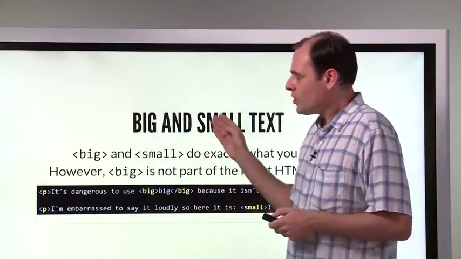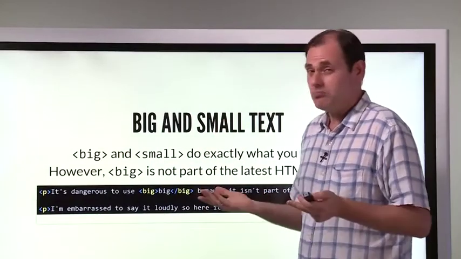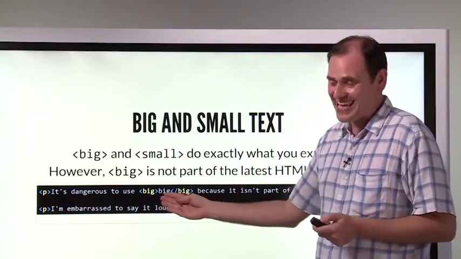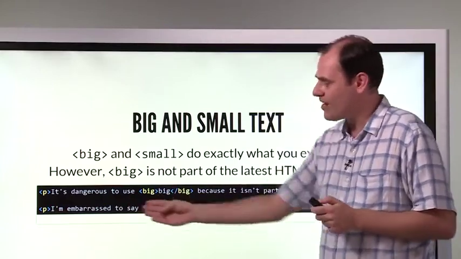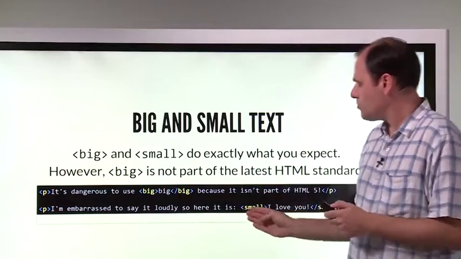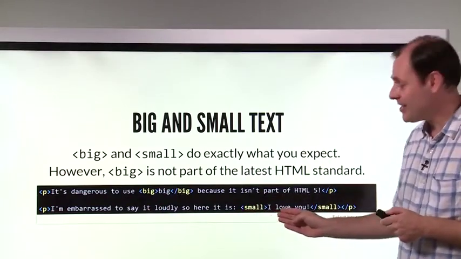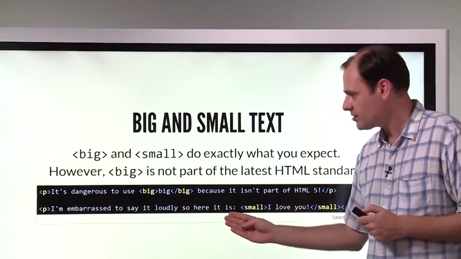Okay, let's move on. What else can we do? Big and small. You can guess what they do. Big is going to make this text bigger than the text around it. Okay. What else? We've got small. Small. That text is going to be smaller than the text around it, which is this text. Okay.